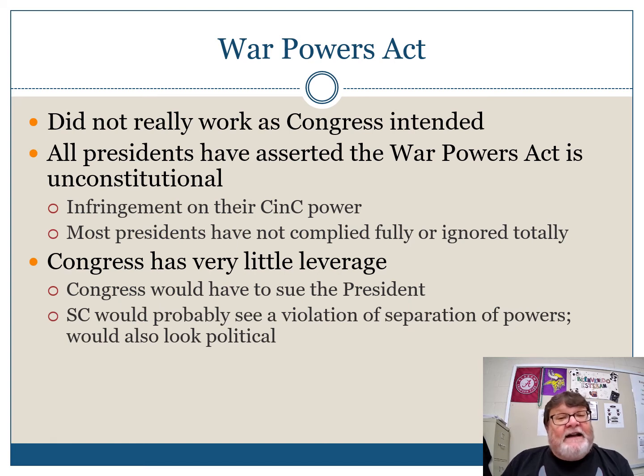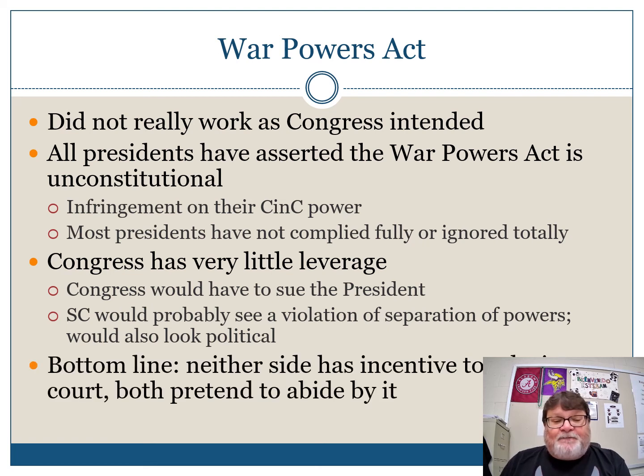Okay, the Supreme Court's going to say, they're either going to rule for the president saying it's a violation of separation of powers, or they're going to say it looks political, and that's probably what they would do and say, this is a political issue between you guys, settle it. Remember that doctrine of political questions. That's most likely what they would do. The bottom line, though, is neither side has an incentive to take it to court.